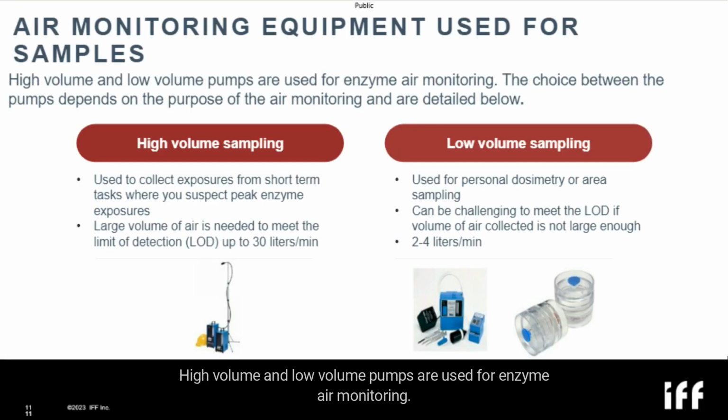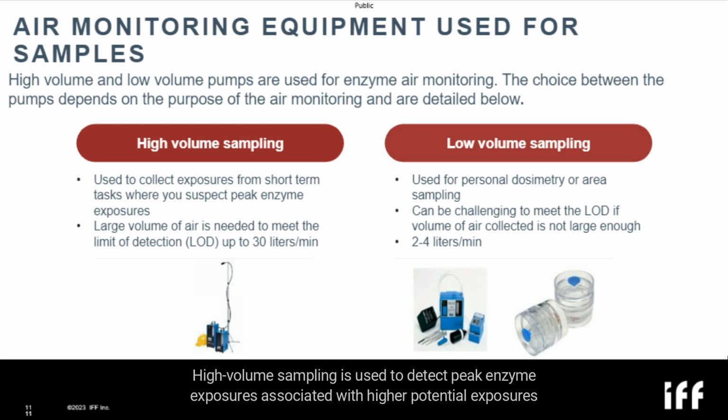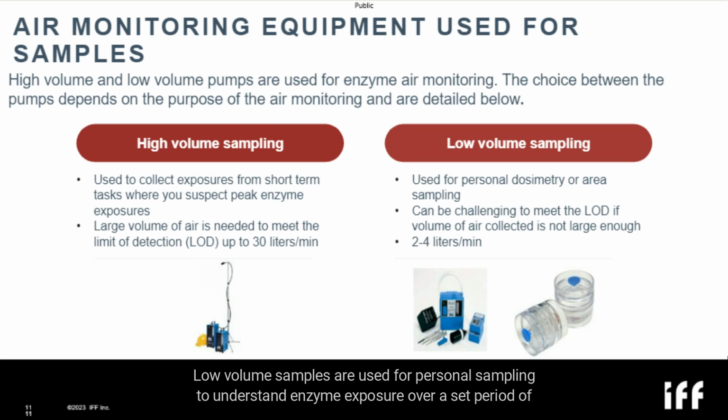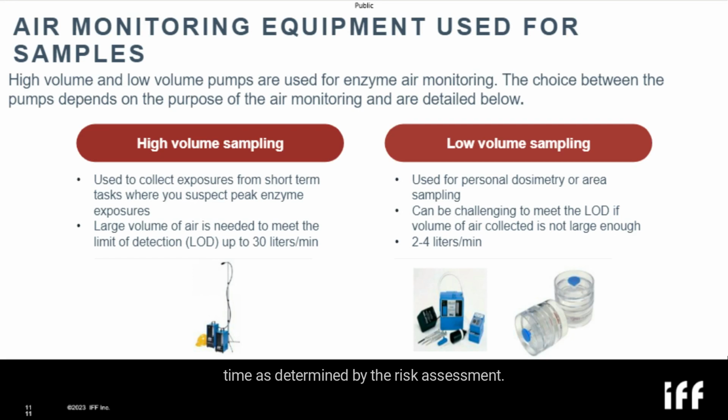High volume and low volume pumps are used for enzyme air monitoring. The choice between the pump depends on the purpose of the air monitoring. High-volume sampling is used to detect peak enzyme exposures associated with higher potential exposures, such as open material transfers like pouring. Low-volume samples are used for personal sampling to understand enzyme exposure over a set period of time, as determined by the risk assessment.